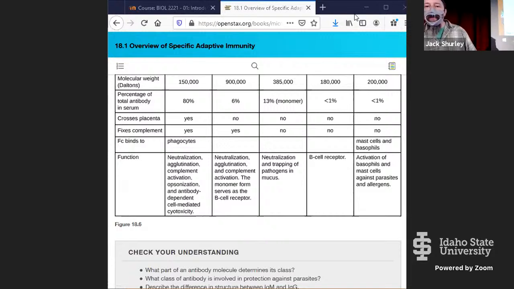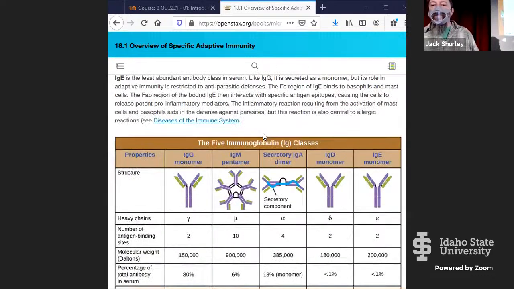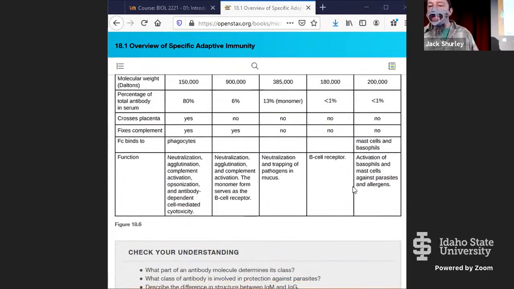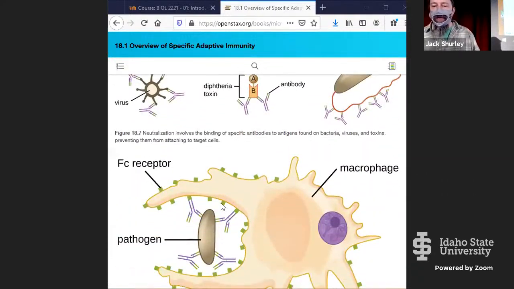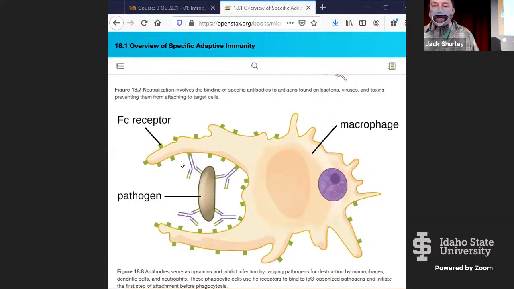Okay, so hopefully that will give you a little bit of an idea as far as what you want to be thinking about. What's the role of a B cell? I just told you, it's right here. So B cells are what's going to be pumping out these suckers, all right? These immunoglobulins.